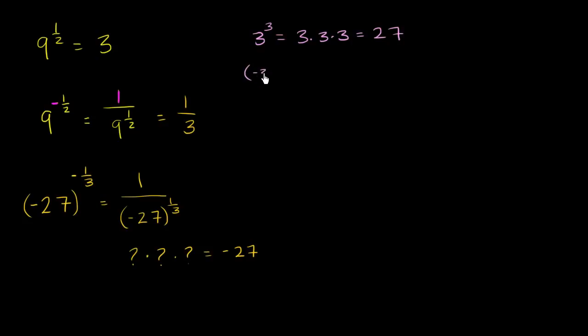What would negative 3 to the 3rd power be? Well, that's negative 3 times negative 3 times negative 3, which is, negative 3 times negative 3 is positive 9, times negative 3 is negative 27. So we just found this number, this question mark. Negative 3 times negative 3 times negative 3 is equal to negative 27. So negative 27 to the 1/3, this part right over here, is equal to negative 3.